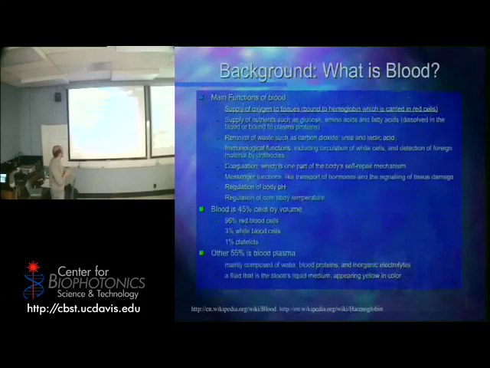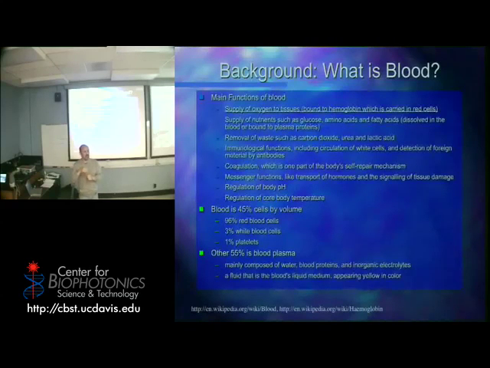But let's think a little bit about what blood is. What are the main functions of blood? Supply of oxygen to tissues. The oxygen gets bound to hemoglobin in what's called cooperative binding, which means that once you have one oxygen bound, it's easier to bind the second one. It's even easier to bind the third one, and then even easier to bind the fourth one. It's cooperative binding. The more you have bound, the more it wants to bind others.